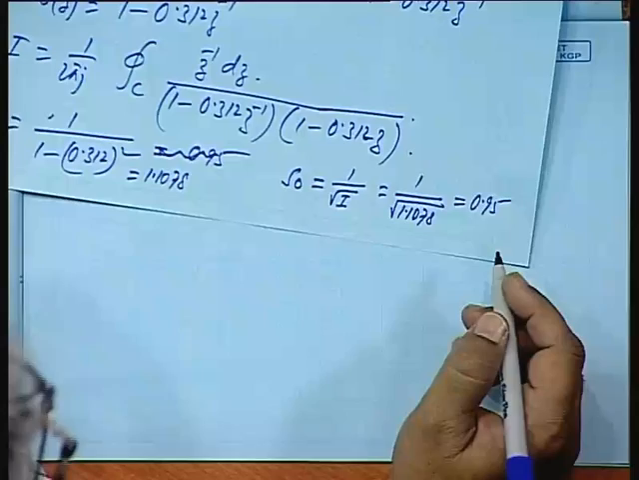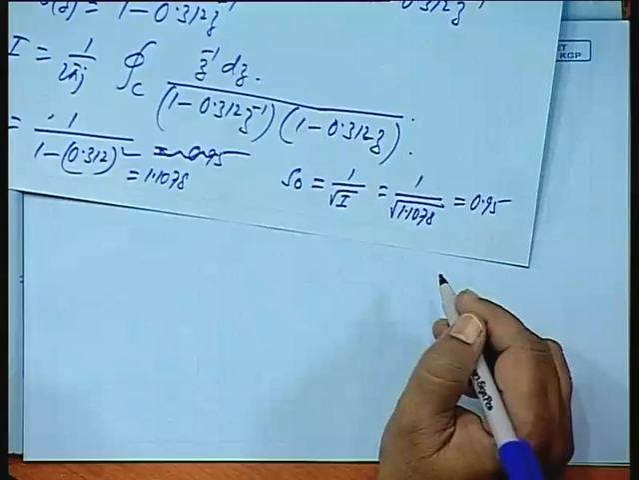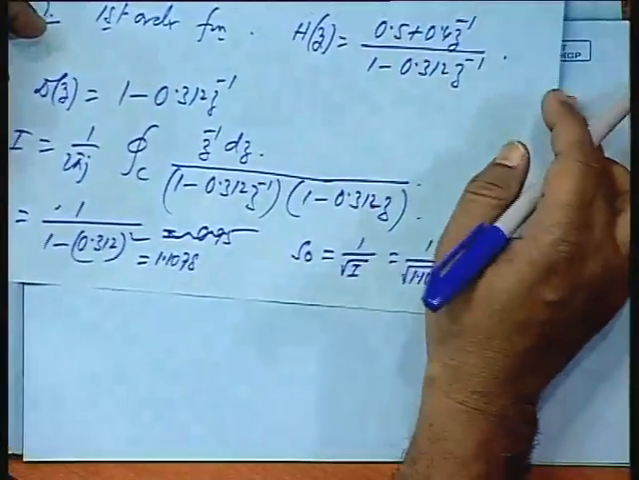So, if you have a multiplier S naught equal to 0.95, then there won't be any overflow at any stage or at the output side.